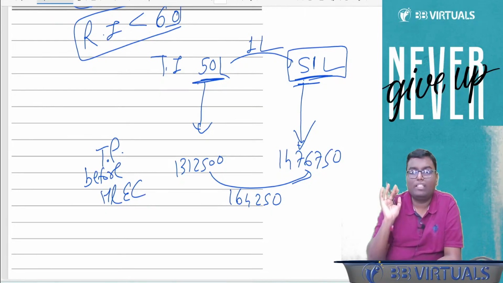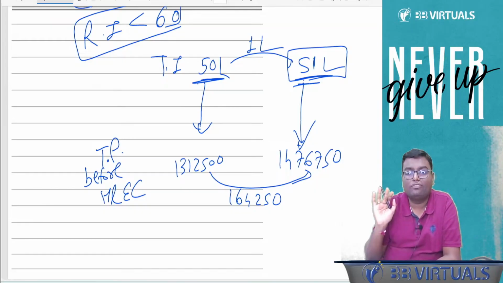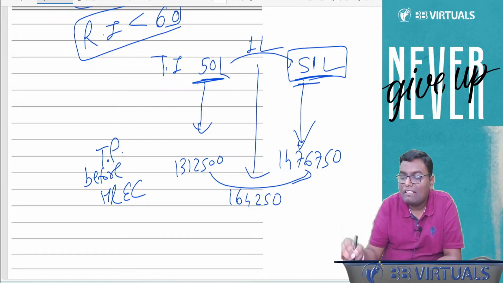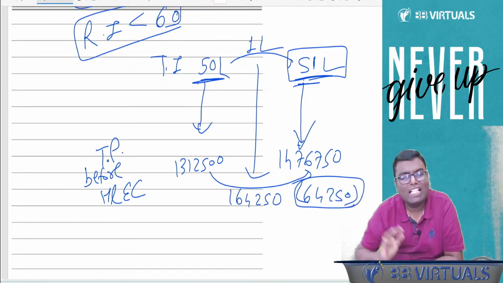Government said, okay, we are ready to give you relief. And what is the relief the government gave us? 64,250. That is the tax which is more than the difference of income. That will be allowed as the relief. That is called marginal relief.